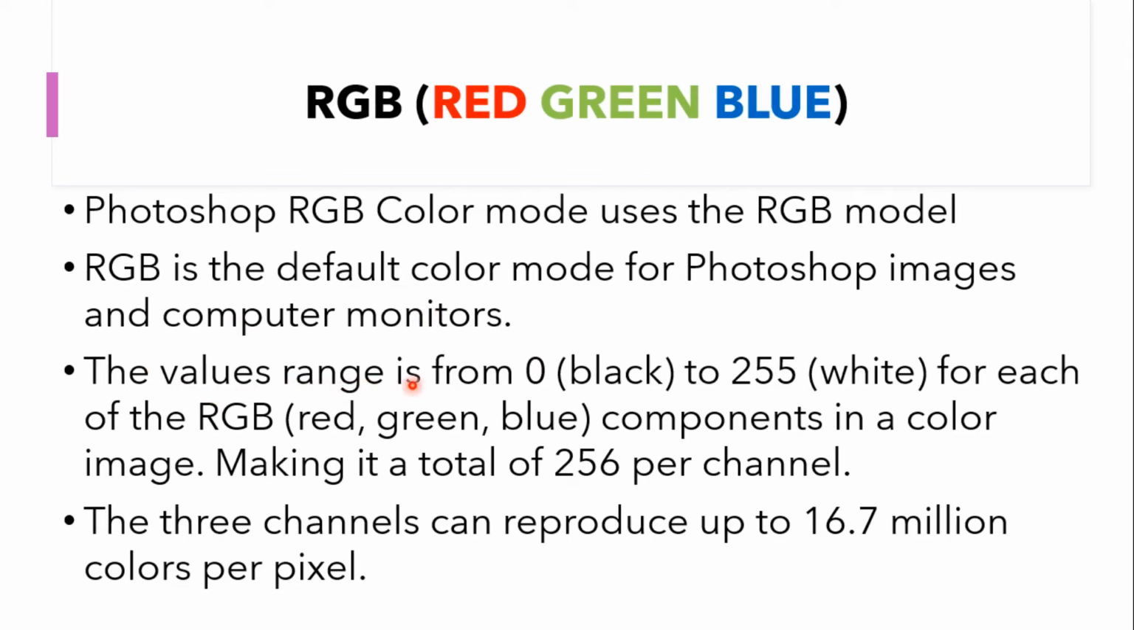The values range from 0, which is black, to 255, which is white, for each of the RGB components in a color image, making it a total of 256 per channel. Now let me explain this. The values that range from 0 to 255 mean that at 0 in RGB no color is produced, no brightness is produced, nothing is produced. That means you only see black.